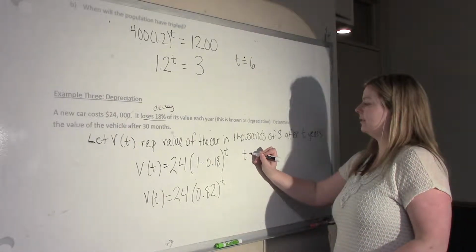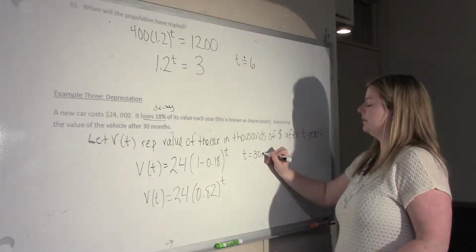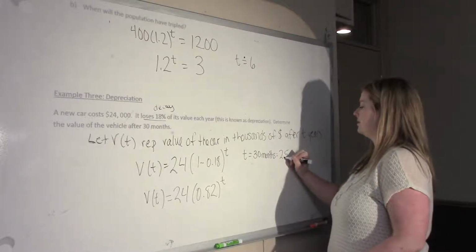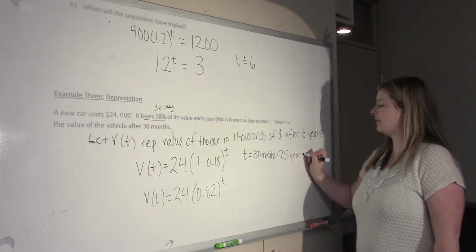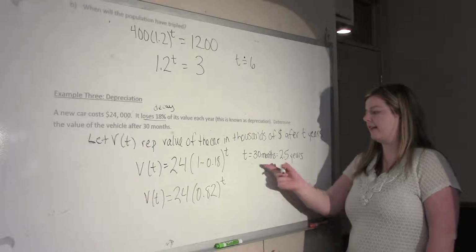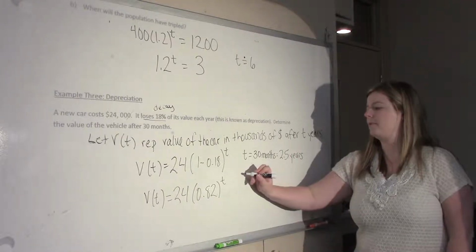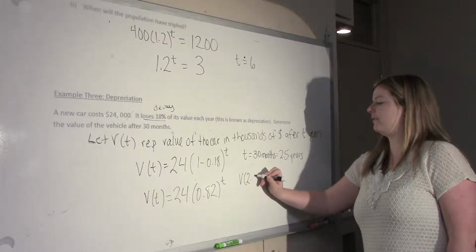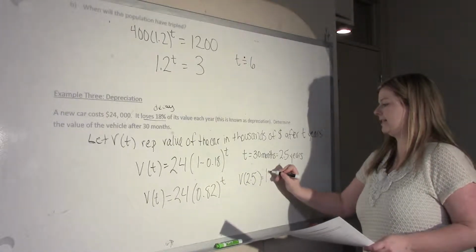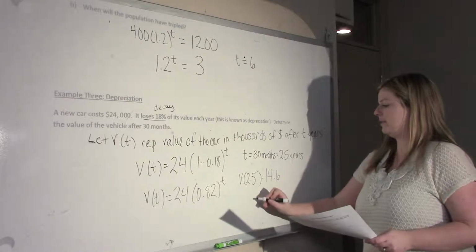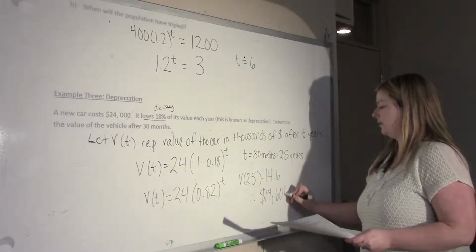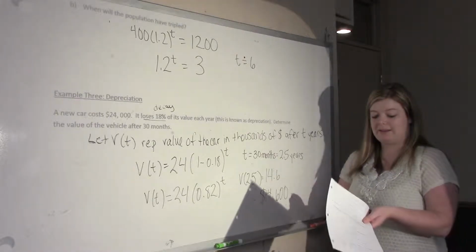So t is 30 months, which is equal to 2.5 years, because 24 months is 2 years, and then there are 6 more months after that, which is another half year. So we just solve V at 2.5. You plug that in, and you get 14.6. Therefore, the value is $14,600 after 30 months.